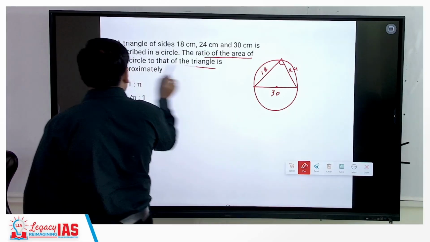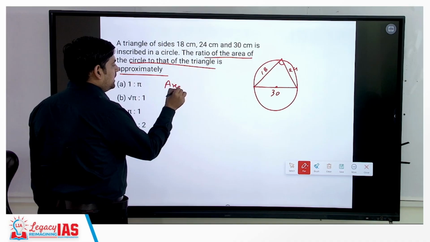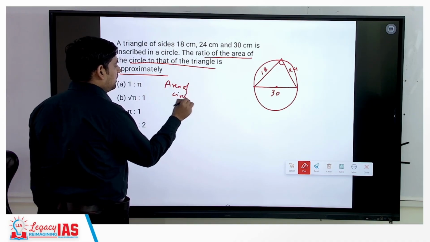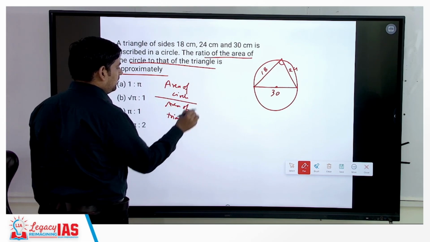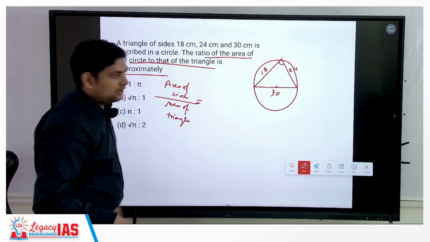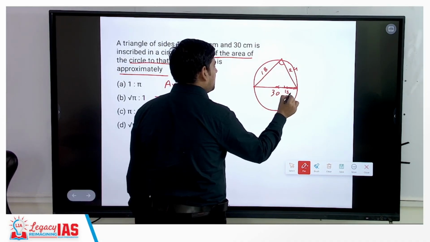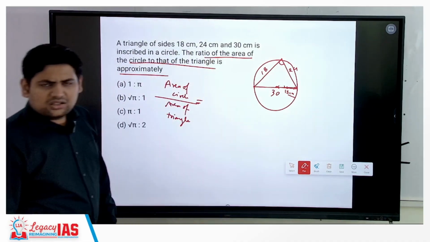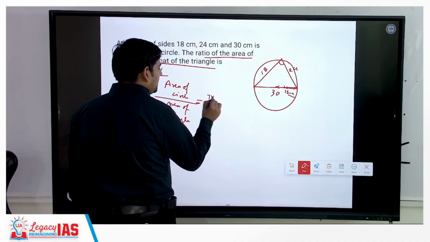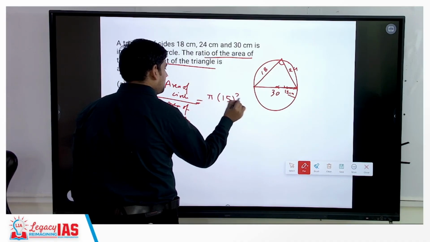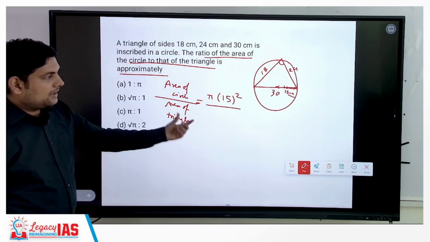Now, what is asked? The ratio of the area of the circle to that of the triangle. Okay. Now, area of circle upon area of triangle. Now, area of circle is what? This is 30. That means this length is what? This length is 15 centimeters. Correct? So the area of the circle becomes pi into 15 square. Everything is in centimeters, so we need not worry about the unit.